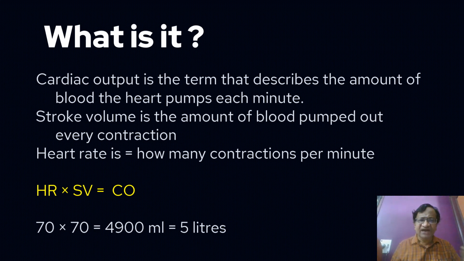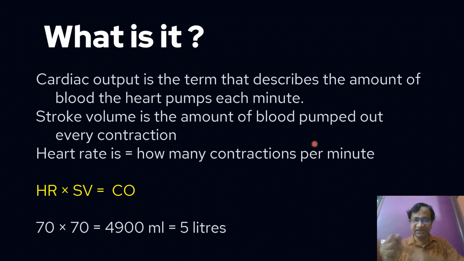So, what is cardiac output? Cardiac output is the term that describes the amount of blood the heart pumps each minute. In 1 minute, how much blood is coming out of the heart? This is cardiac output. How many times does it contract, and how many ml does it put out in each contraction? So that is heart rate into stroke volume.